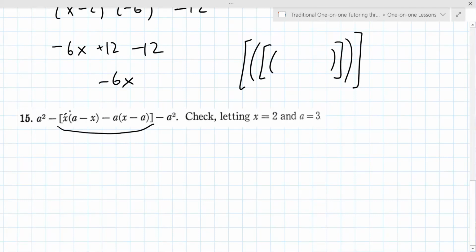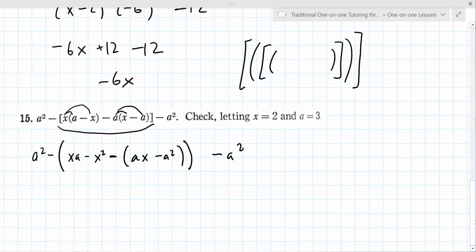Here we're going to distribute this x into both. So we have a squared minus parentheses, because I'm going to use parentheses in a bracket, xa minus x squared. Then minus parentheses. Now I'm going to distribute this in, ax minus a squared. You can choose to distribute in negative a if you want, but I wouldn't do it yet. I would do it at the end.